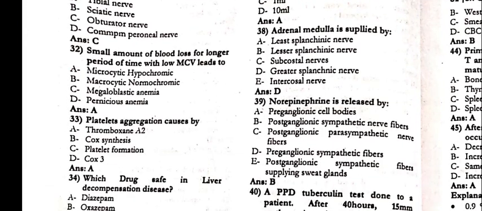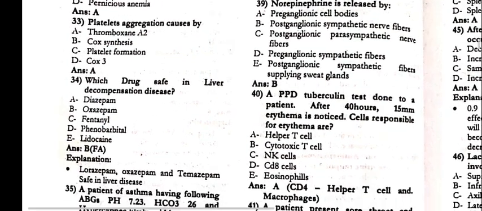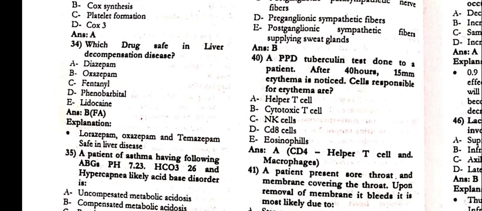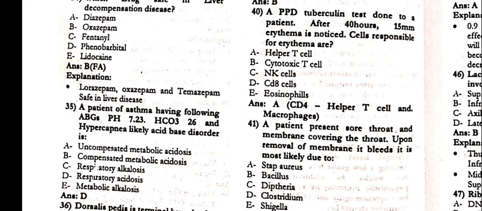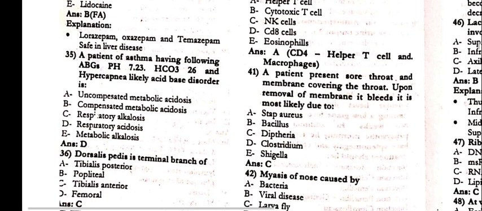32, a small amount of blood loss over a longer period of time with low MCV leads to microcytic hypochromic anemia. Next, 33, platelet aggregation is caused by thromboxane A2. 34, which drug is safe in liver decompensation disease? It is oxazepam.